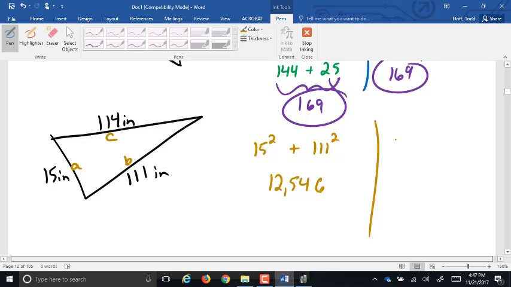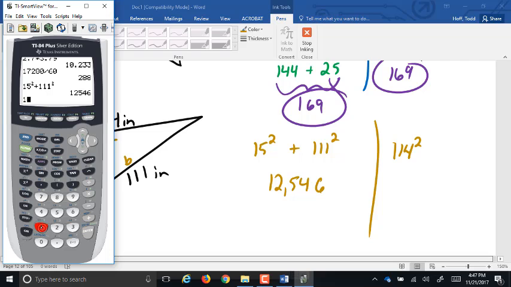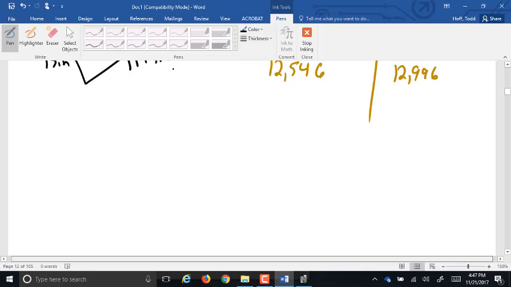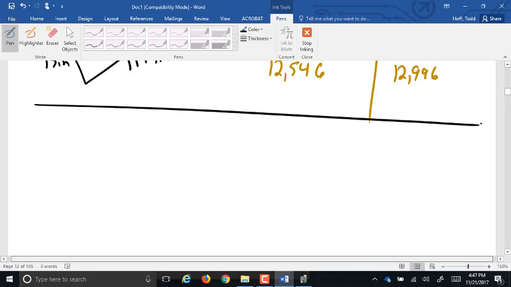Then I'm going to do C, which is 114 squared, which comes out to be 12,996. Is this a right triangle? No, it is not. The next thing we can use it for is we can find missing sides.